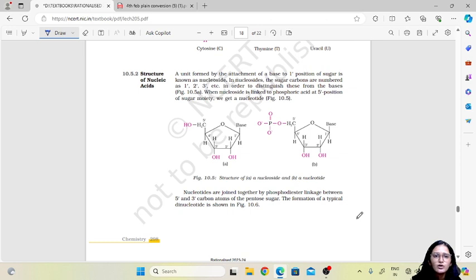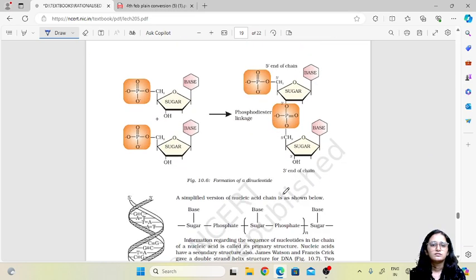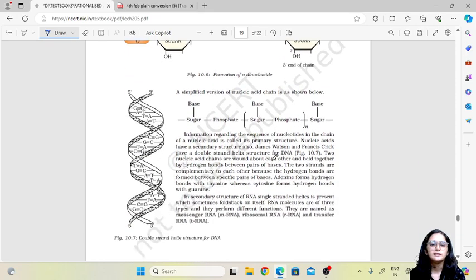And this is the structure of nucleic acids. A unit formed by the attachment of a base to the first position of the sugar is called a nucleoside. So here we can see nucleotides. Now here the linkage is different. Nucleotides are joined together by phosphodiester linkage between 5' and 3' carbon of the pentose sugar. So this linkage between them is called a phosphodiester linkage.